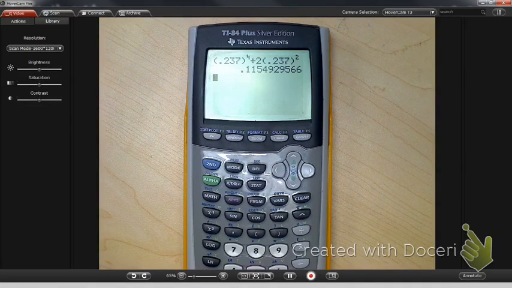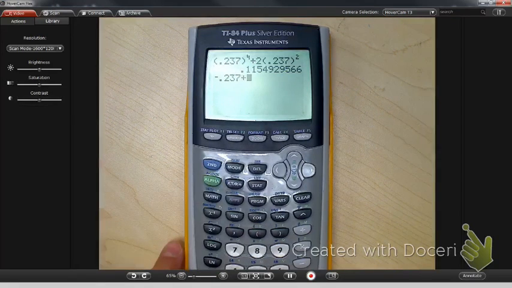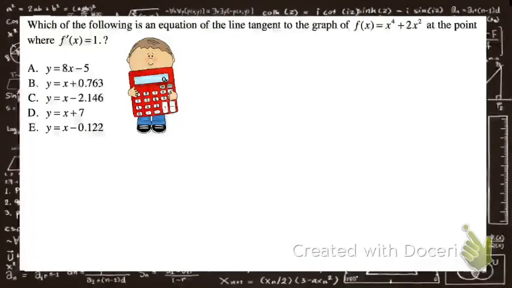And then last but not least, add the 0.115 over. What is negative 0.237 plus 0.115? Negative 0.122? Let me see. Yep, answer choice E. y equals x minus 0.122.